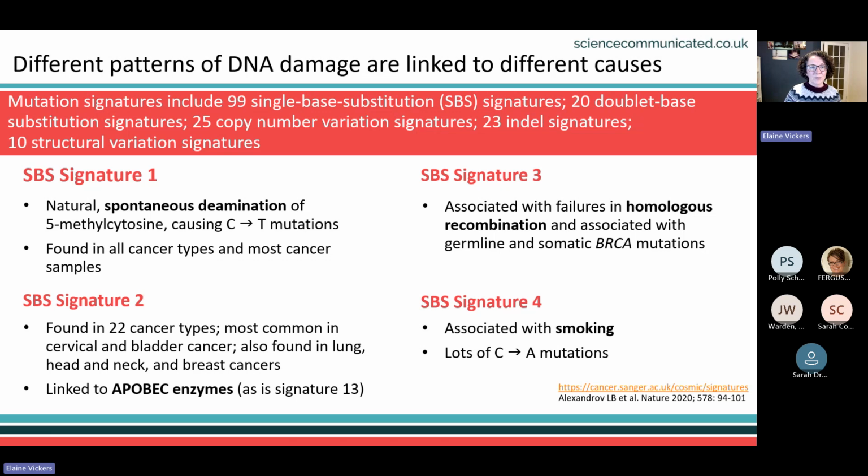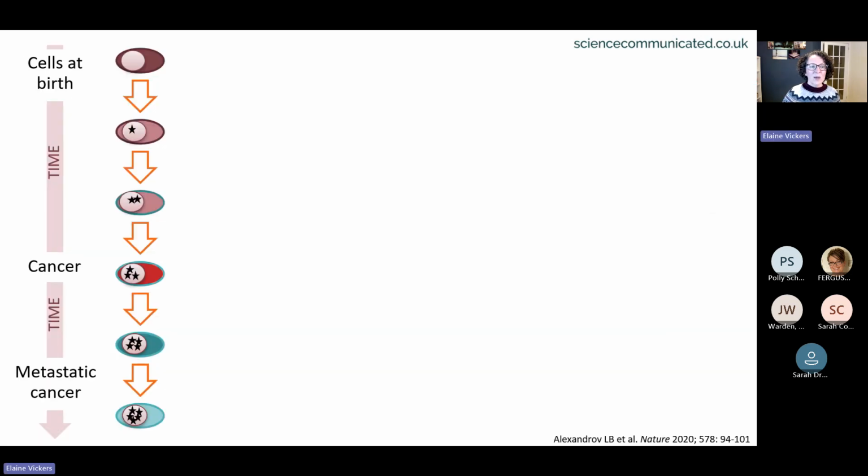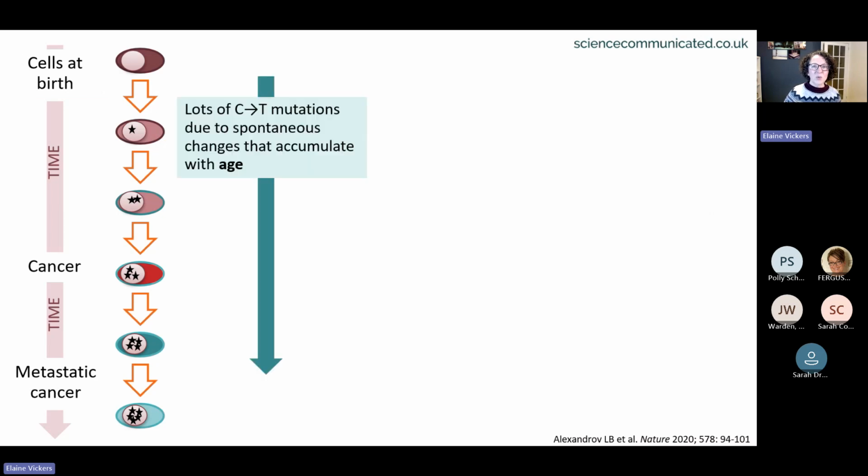So they've now discovered well over 100 different patterns of damage that can be linked back to specific causes, or in some cases, we don't know the cause. We know that there's a particular pattern of damage, but we don't know where or why it happens. And when somebody develops cancer, their cancer cells will contain multiple different patterns of damage that can be attributable to different causes. Some of those patterns will probably be linked to age.